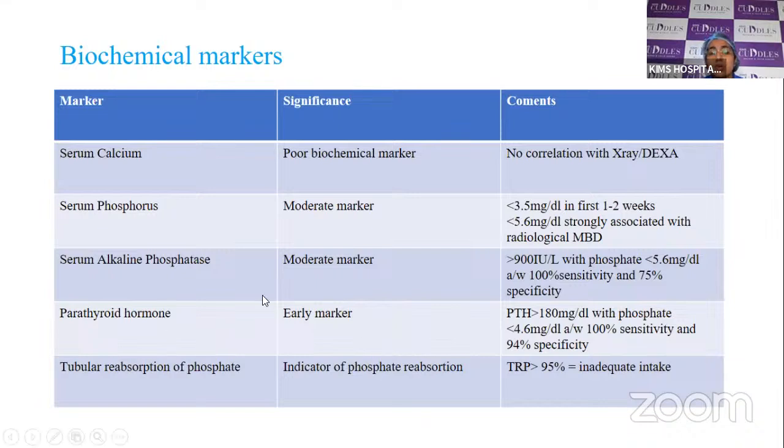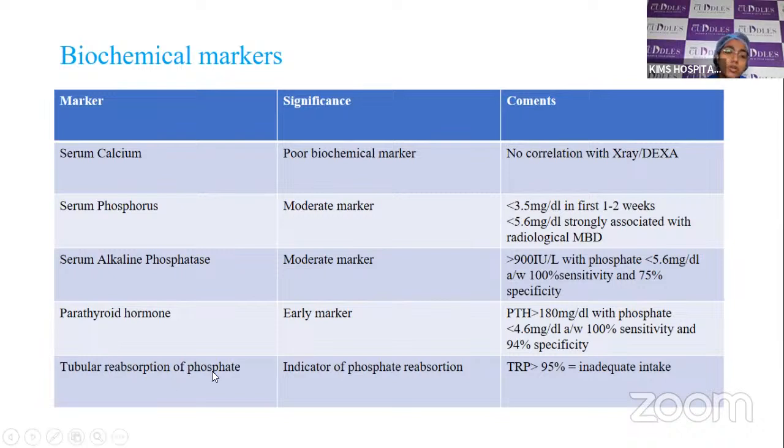Parathyroid hormone is also an early indicator. Increased parathyroid hormone levels, more than 180, with phosphorus less than 4.6 combined will have 100% sensitivity and 94% specificity. So in cases of resistant rickets, it is much better to do the parathyroid hormone levels after optimizing the calcium and phosphorus nutrition in the diet. Also, if the baby is not improving, we should do the second line investigations like vitamin D and parathyroid hormone.